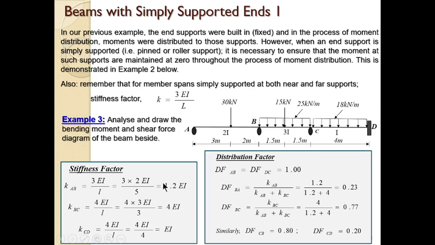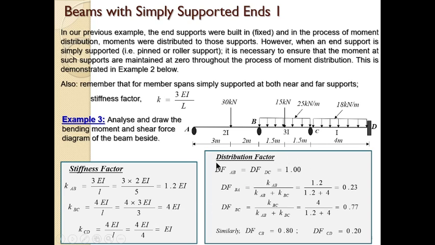So the first thing we do is to calculate the stiffness factor. Stiffness factor for AB: remember, it is simply supported here and continuous here, so we take it as 3EI over L. That gives us this. For span BC, continuous here and continuous here, so it is 4EI over L. That gives us this. For span CD, it is continuous here and fixed, so it is still 4EI over L. So once we do that, we have been able to calculate our stiffness factor.